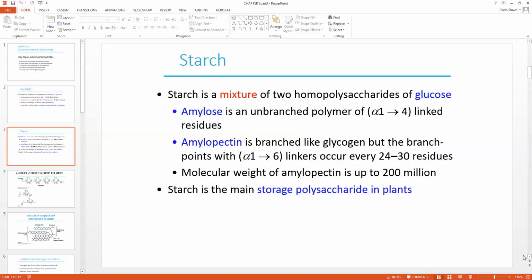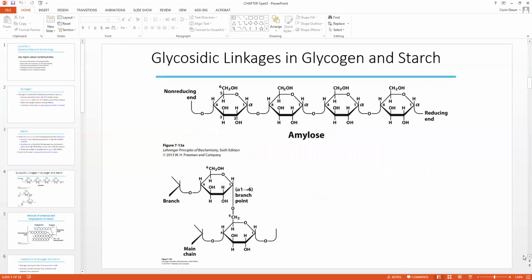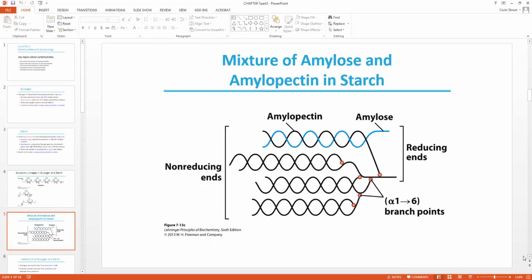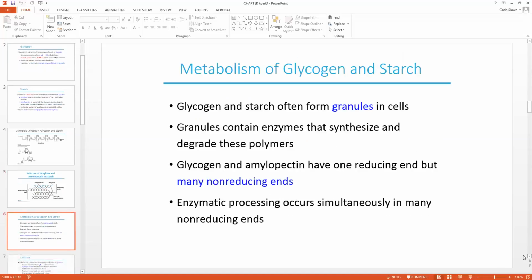And so when we're thinking about these molecules, it's useful for us to think about what they actually look like. So here's an example of amylose. And that's going to show you both the non-reducing end as well as the reducing end of the sugar. And it's useful to be able to think about where the main chain would be as opposed to where I would see branch points. This gives you an example of the mixtures of amylose and amylopectin in starch, both in terms of the non-reducing ends as well as the reducing ends. And it shows you a little bit what those branching points would look like.